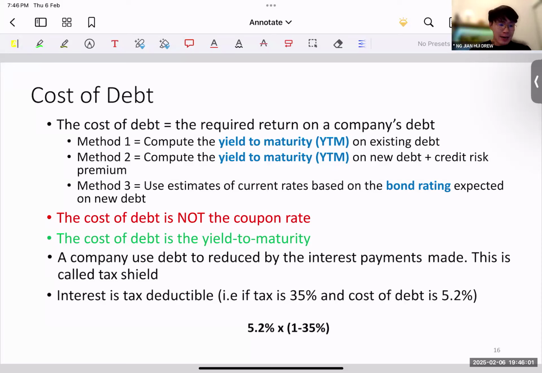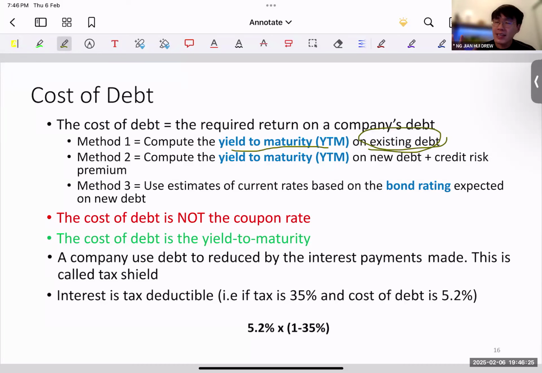Okay, now, so this is a bit of a recap again. These are cost of debt. So for the cost of debt, there are three methods again, right? So the first method is to compute the yield to maturity on existing debt. So you look at the existing debt profile of the company, and then you calculate what's the yield to maturity based on this debt.